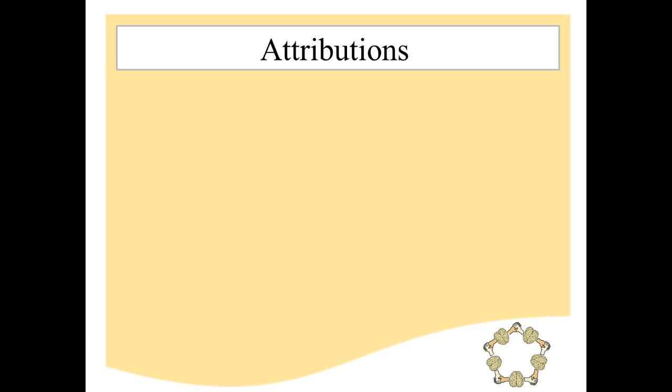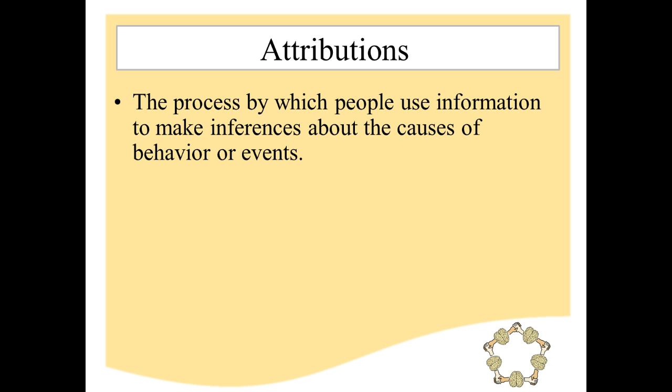Everyone has a general theory of human behaviour, and this is called naive psychology. We try to search for explanations for people's behaviour, and in doing so, we look at people's personality traits and the situation or the context in which that occurs. And this is the basic idea of attributions. So, defined, attributions are the process by which people use information to make inferences about the causes of behaviours or events.